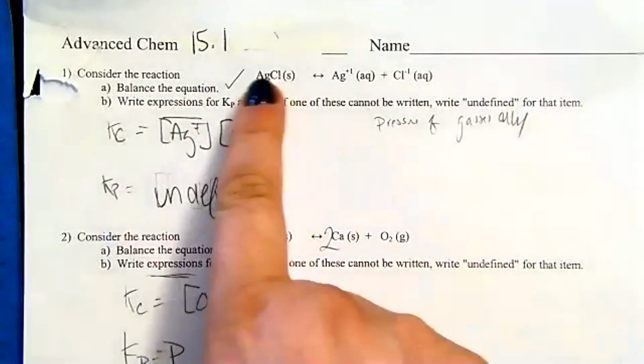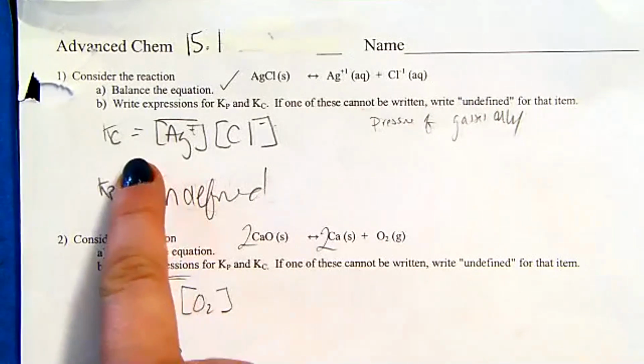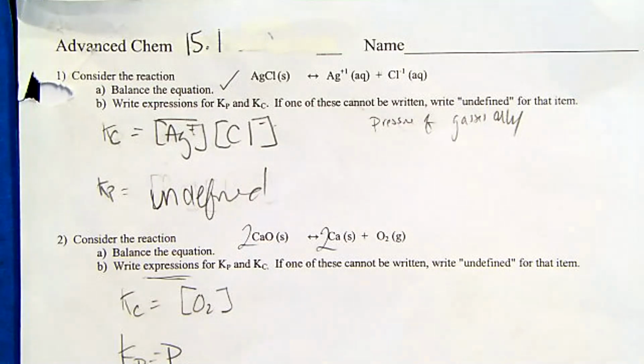Kp is undefined because we don't have any gases. So for Kp, it's gases only. For Kc, it's aqueous and/or gases.